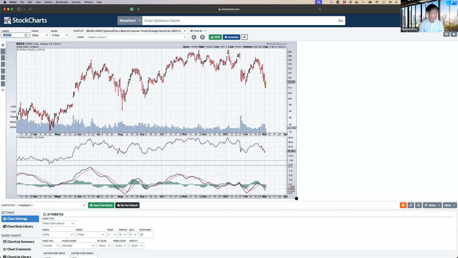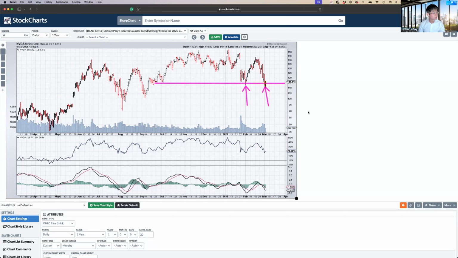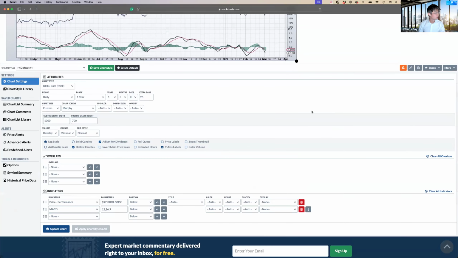So NVIDIA, as you can see, recently struggling a little bit here, but I really like the fact that so far it's holding this 115 support level here. I think that's quite encouraging for the overall markets, not just for NVIDIA, the fact that we're holding on to these levels here. What I want to do is show you how you can utilize these tools.